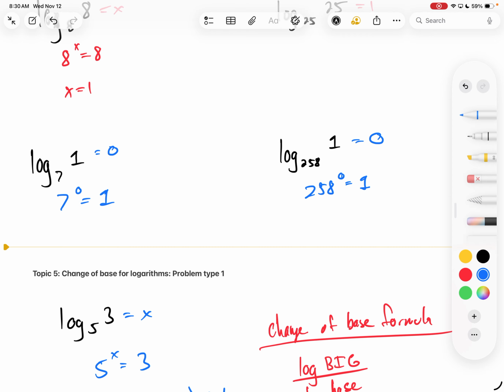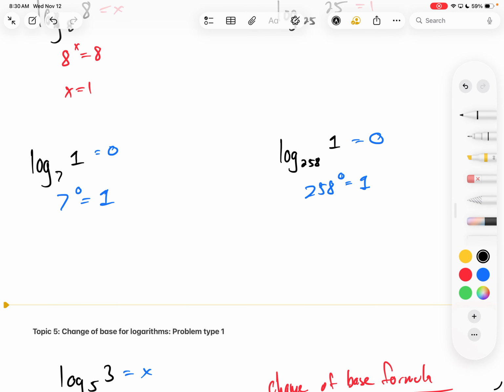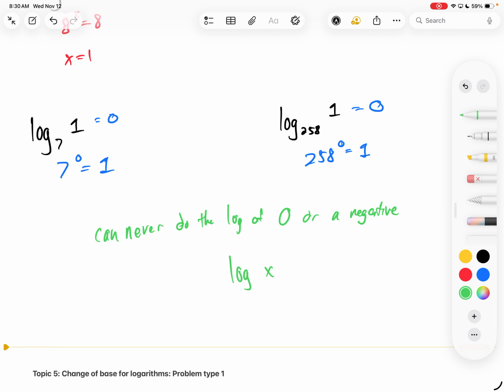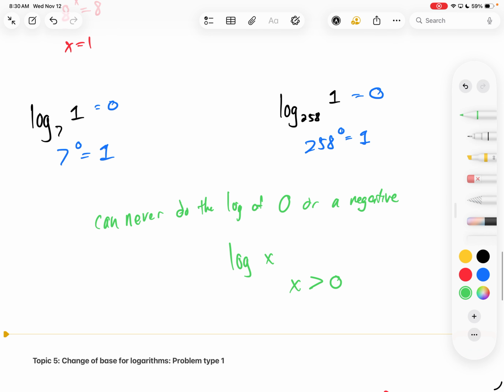My point of saying this is that you can never, and I'll write this right here, I think we'll run into it more often later on, you can never do the log of 0 or a negative. There is no way that you can take something to a power and get a 0 or a negative number, okay? You can't do something to a power and get a negative number. Yeah, that's right. So like if I had log of x, x always has to be greater than 0. That's the way I say that. All right.